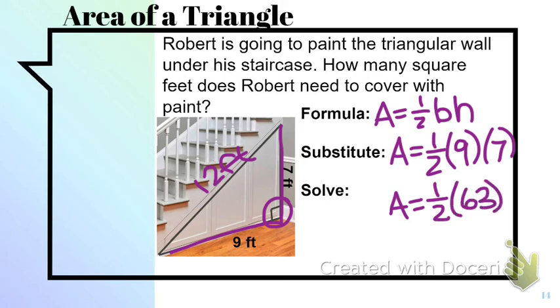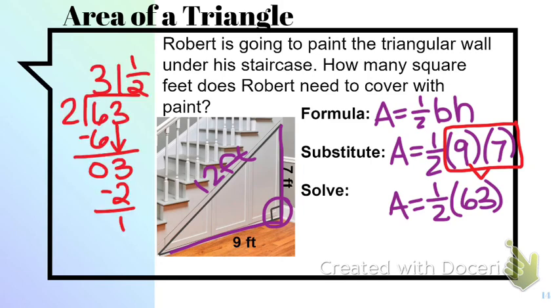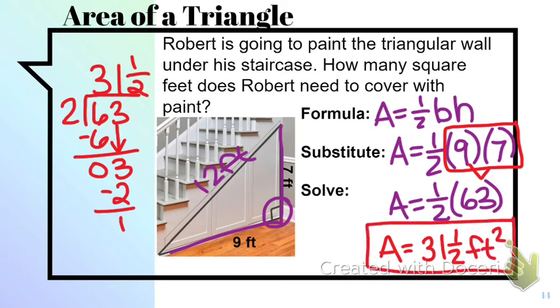Again, like I showed you before, you can show I'm choosing to do this first and caret that down so you're staying organized. Now to find half of 63, you could definitely multiply half and 63, or you can divide 63 by 2. So I'm going to do that. And if you did that correctly, you should have seen that Robert's going to need to make sure that he can cover 31.5 feet squared. So that lets Robert know how much paint he needs to grab at the store.